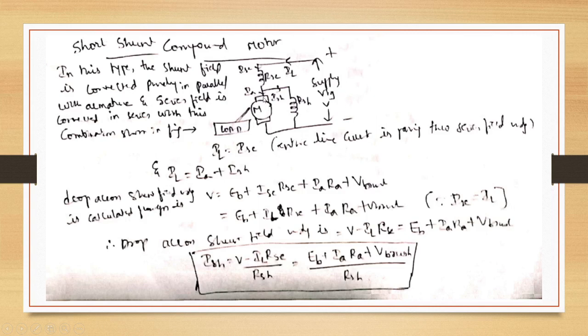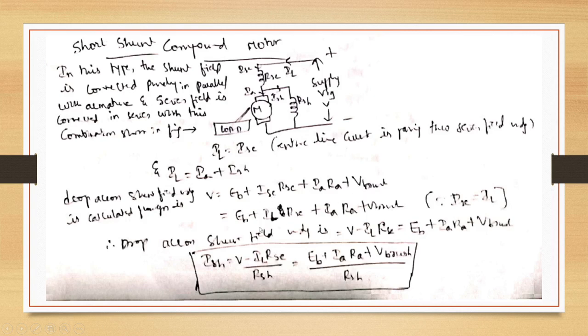Now here IL is equal to ISC. If you see the circuit diagram, we can write the equation IL is equal to ISC. Entire line current is passing through the series field winding, and IL is equal to IA plus ISH. So the drop across the shunt field winding is calculated from the equation V is equal to EB plus ISC RSC plus IARA plus V brush. Now ISC is equal to IL.